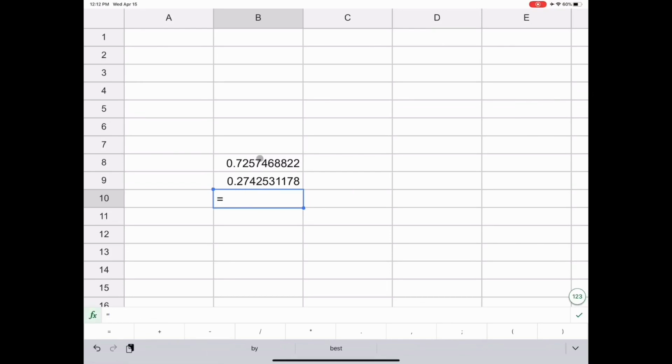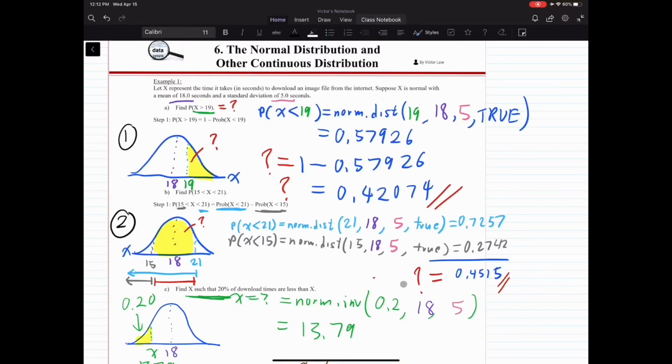Once we have these two probabilities calculated, then we can subtract these two numbers. So we take the 0.7257 minus the 0.2742, and that will give you the 0.4515. And that's your answer for part B. And that's the probability between 15 and 21.